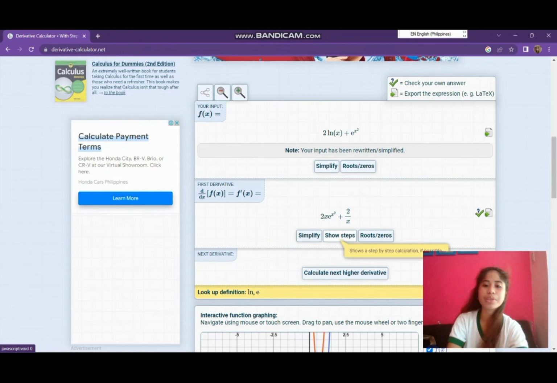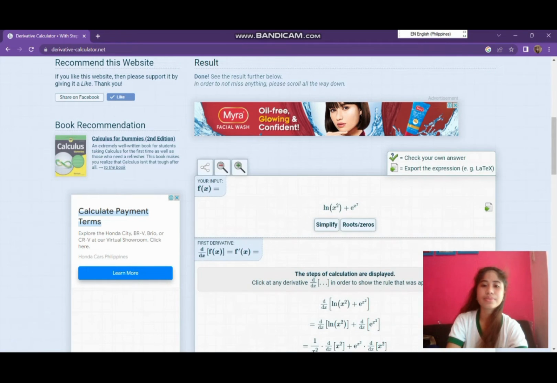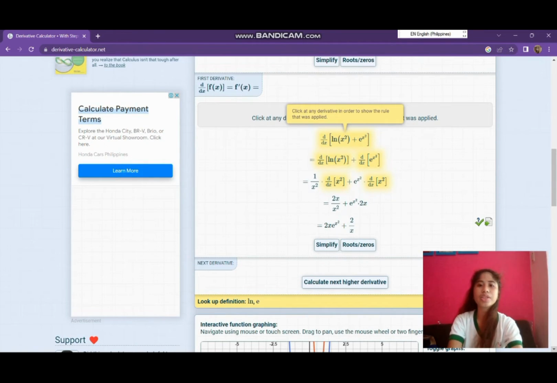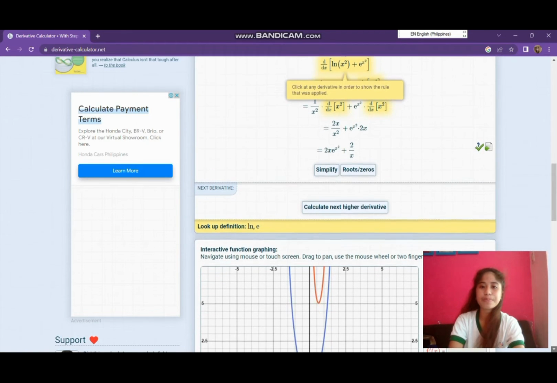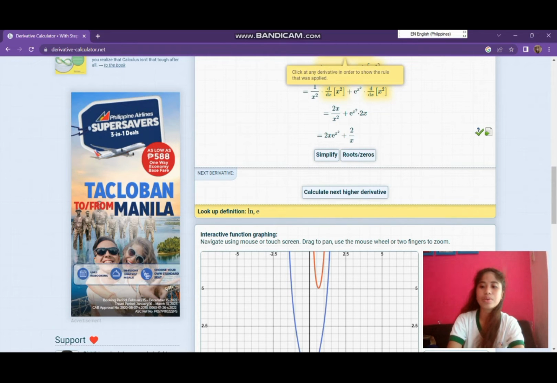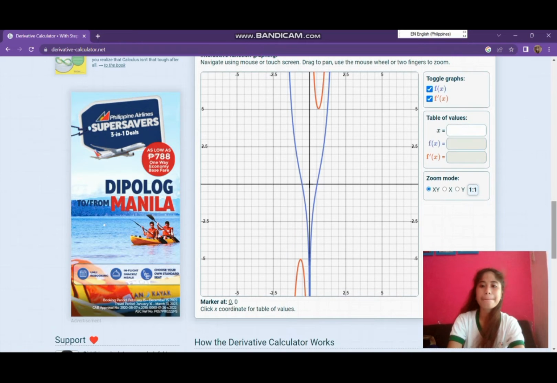Then you can also show the steps. As you can see, this is the full step-by-step in solving the problem. You can also have the graph.